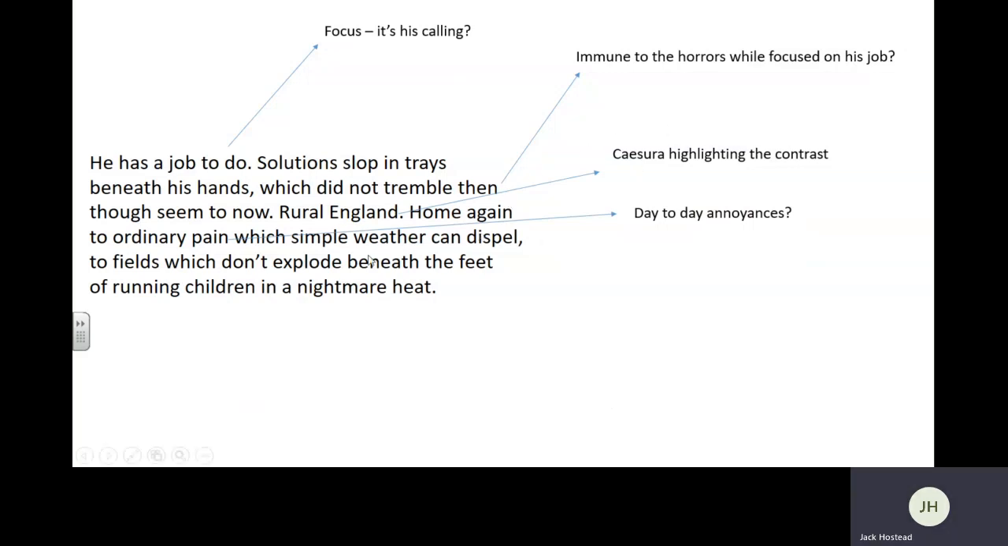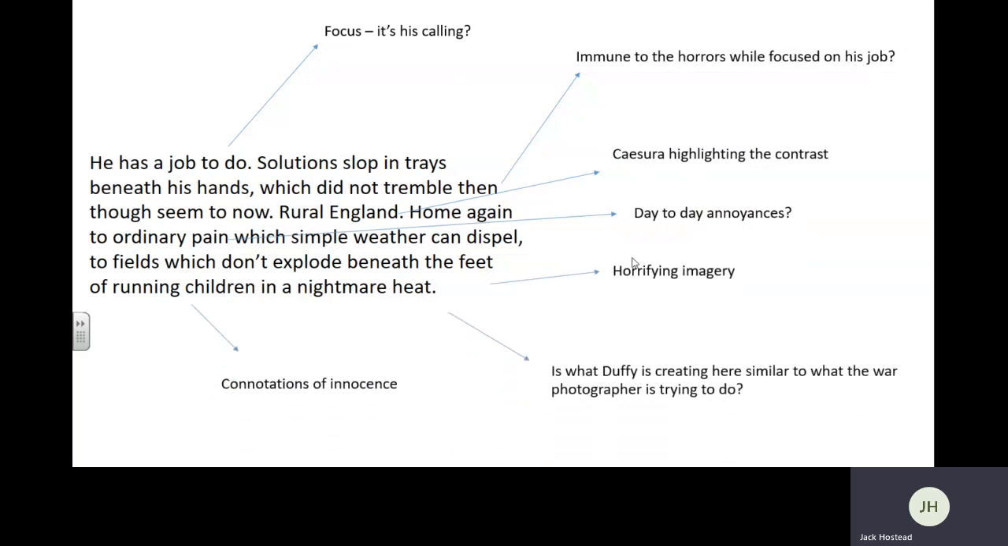And it really brings home these next two lines: to fields which don't explode beneath the feet of running children in a nightmare heat. And so we really get that awful imagery of what is happening in these countries. We're free to run around. Our children can run around, play, have fun. And in other places, fields are exploding. Children are dying. And it's really emotive. Couple of lines, that one. So, horrifying imagery. And running children as well, that should have connotations of innocence, of joy, and yet actually that innocence is being taken away from a lot of people.